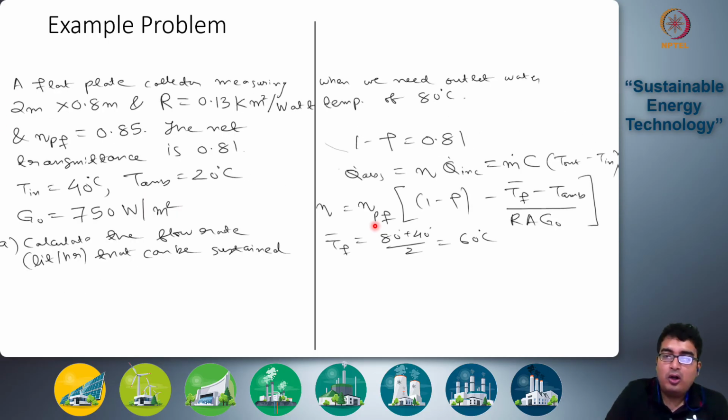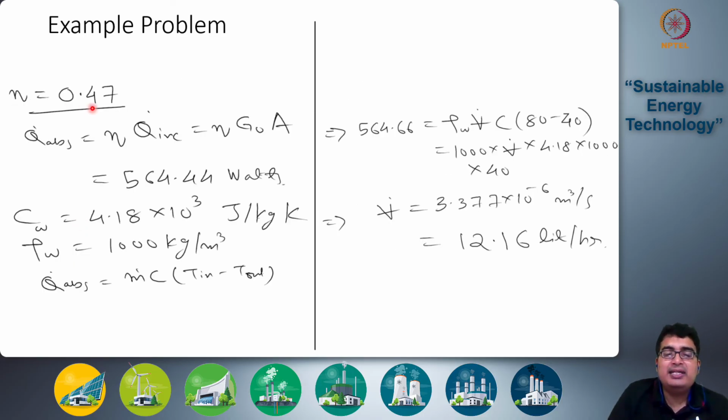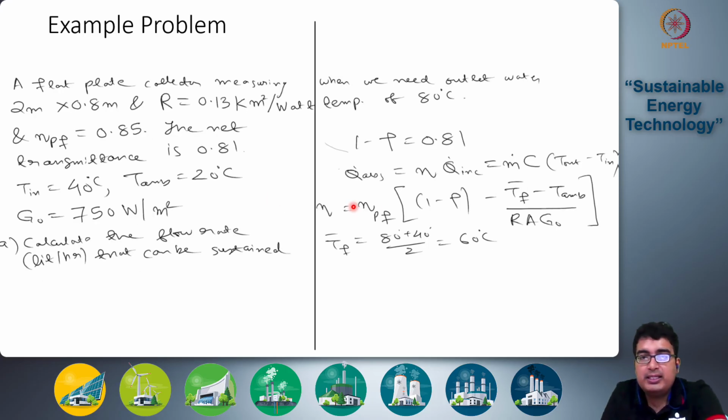So you know all these values. Rho, this is 0.81. R is given as 0.13. A is basically 2 into 0.8, so 1.6. G0 is 750. So you put these values and you get eta as 0.47. So the Q dot absorbed is eta into Q dot incident, which is eta G0 into A. G0 is 750, A is 1.6, eta is 0.47. Put those values there, it becomes 564.44 watts. Okay. So this Q dot absorbed is 564.44.